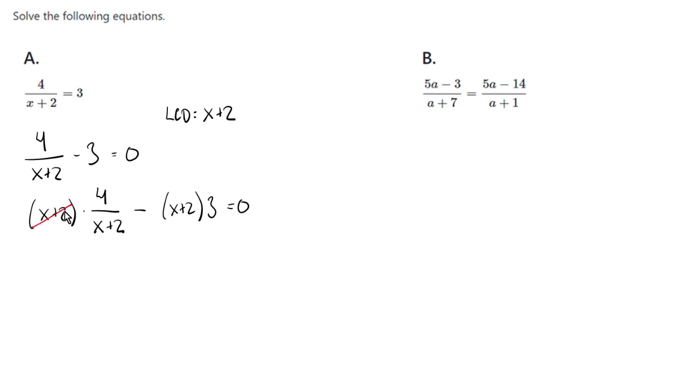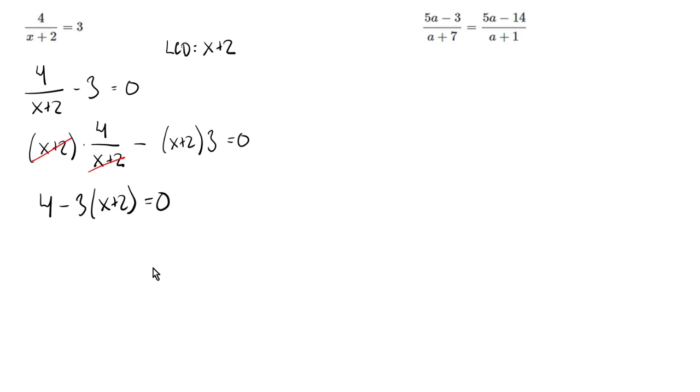Now, for the first term, the x plus 2 here cancels against the x plus 2 in the denominator, and we're left with 4 minus 3 times x plus 2. We now just expand the 3 times the binomial using distributive properties, so negative 3x minus 6 equals 0. Move all the numerical constants to the right-hand side. So we're left with negative 3x on the left-hand side equals 6 minus 4. So 6 minus 4 is 2, and then we divide by negative 3.